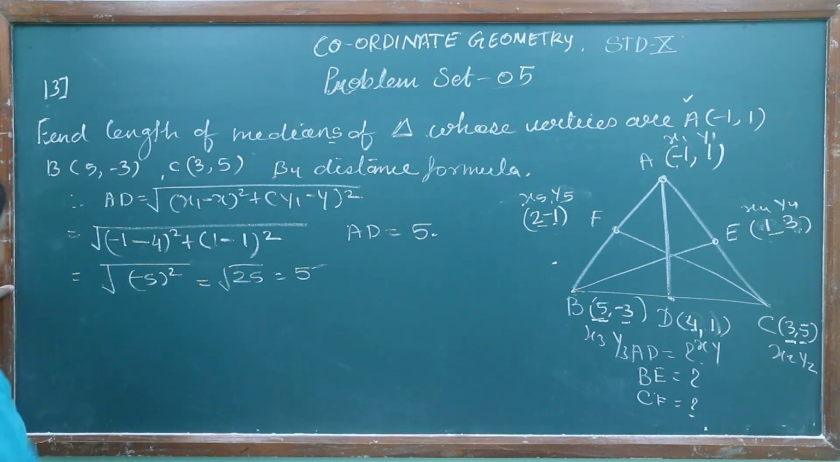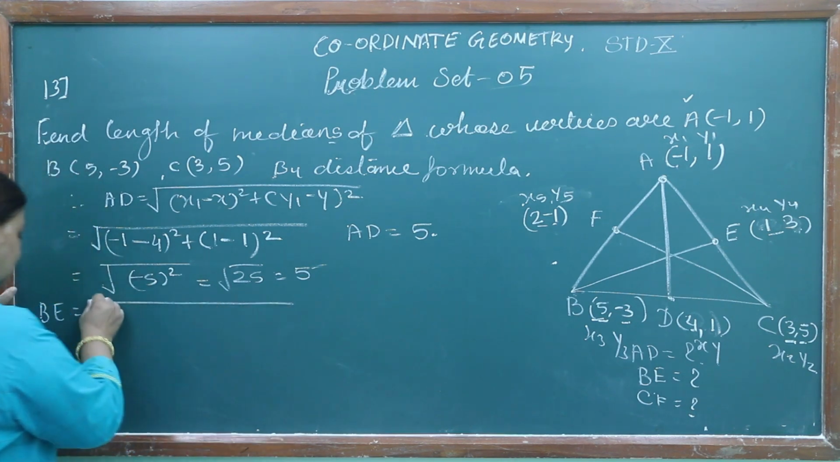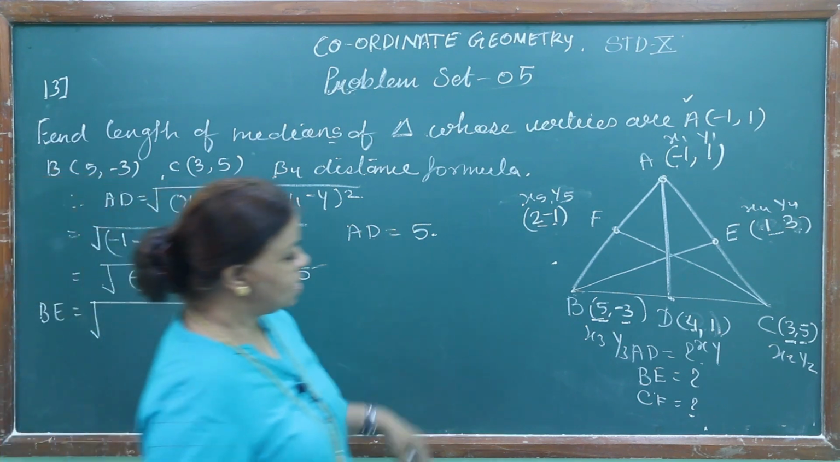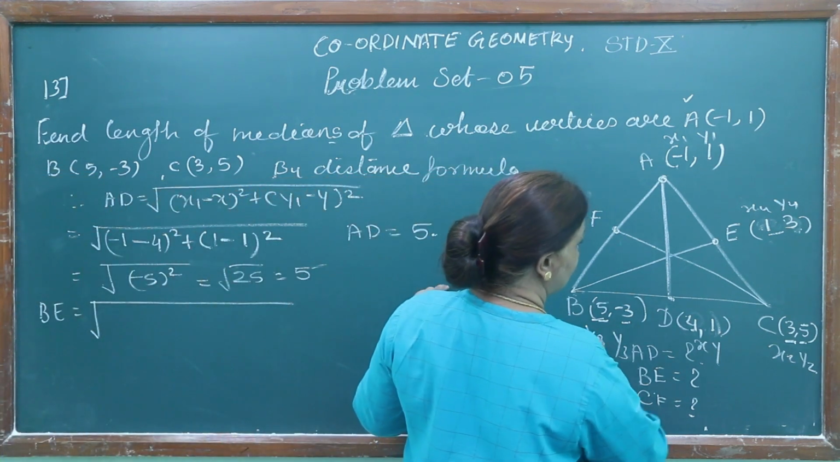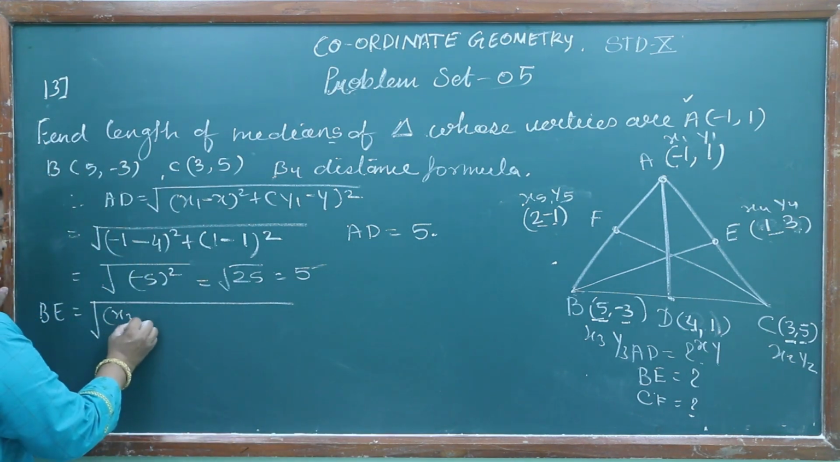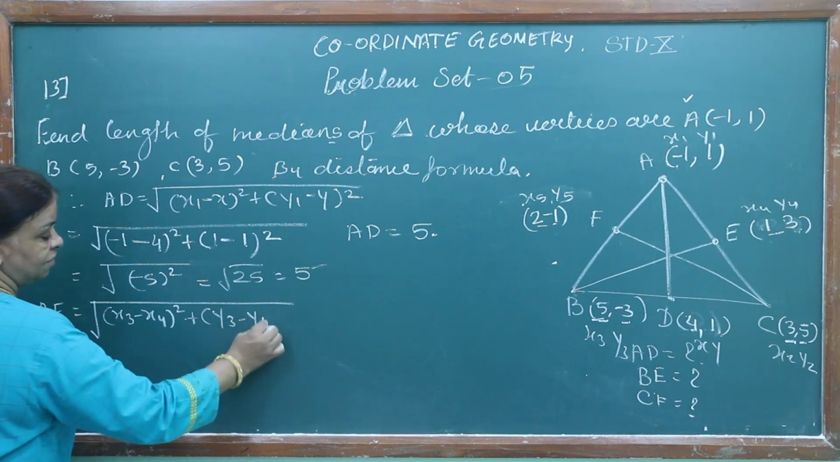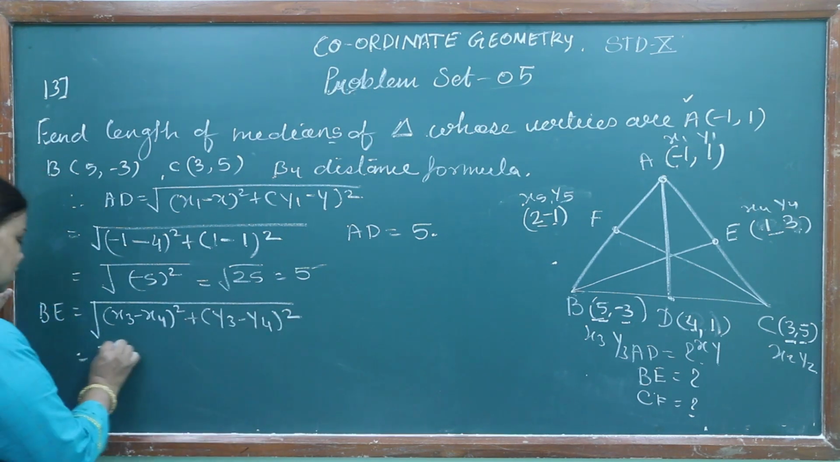Let us go for BE. By distance formula, children, BE is x3 minus x4 the whole square plus y3 minus y4 the whole square.